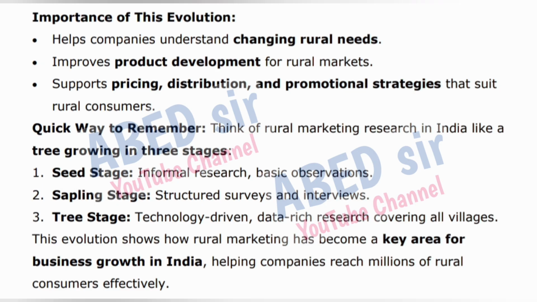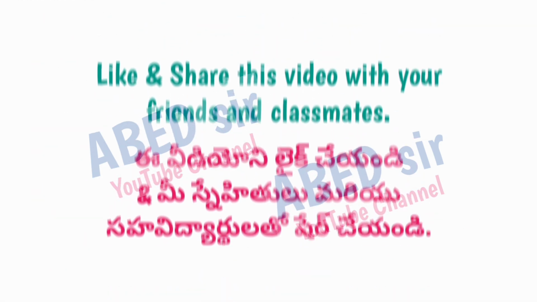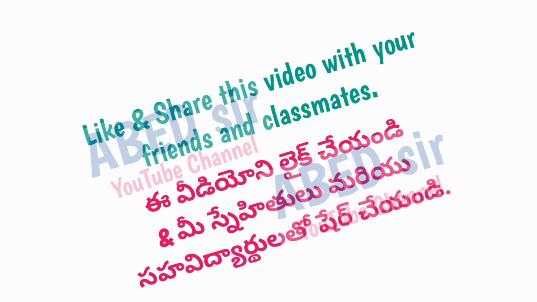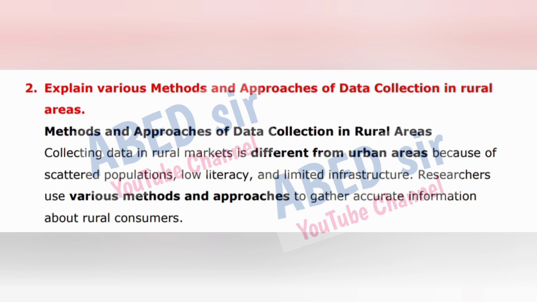of rural consumers effectively. Next important long question is to explain various methods and approaches of data collection in rural areas. Methods and approaches of data collection in rural areas. Collecting data in rural markets is different from urban areas because of scattered populations, low literacy, and limited infrastructure. Researchers use various methods and approaches to gather accurate information about rural consumers.